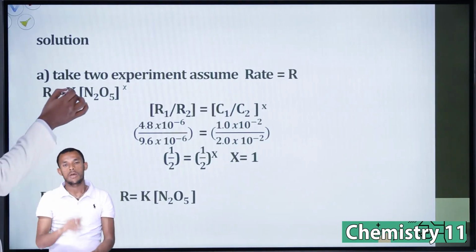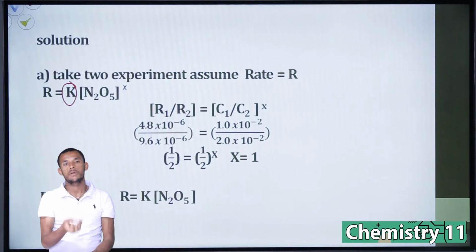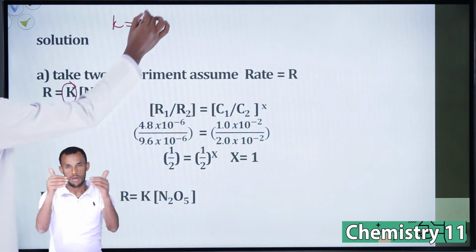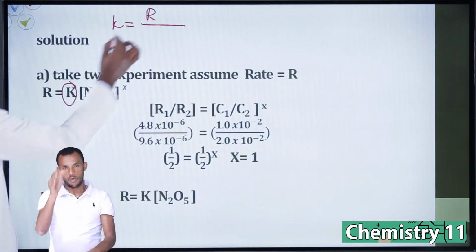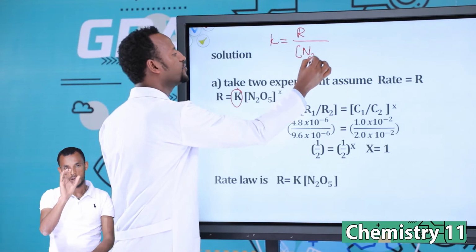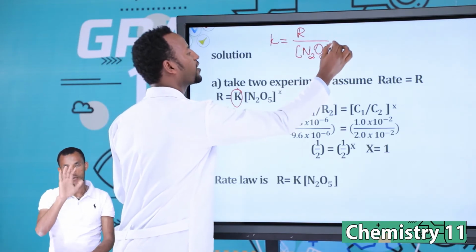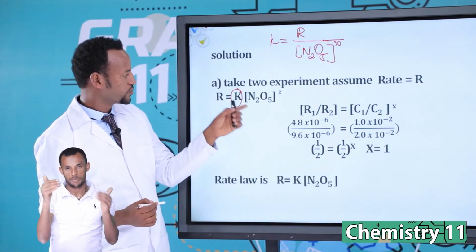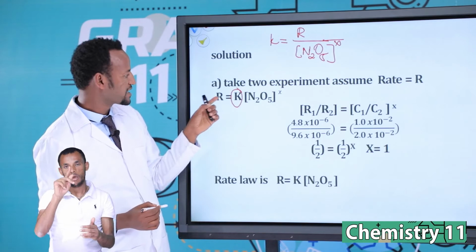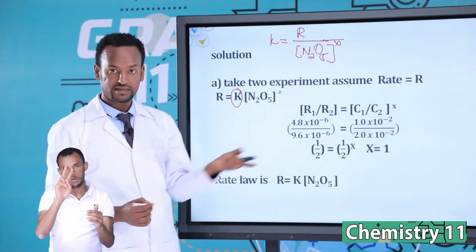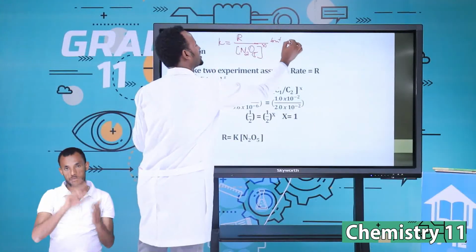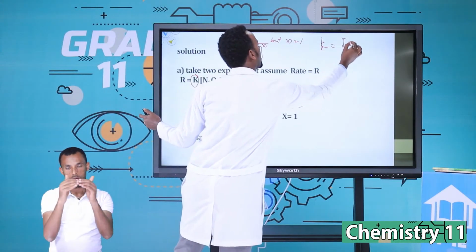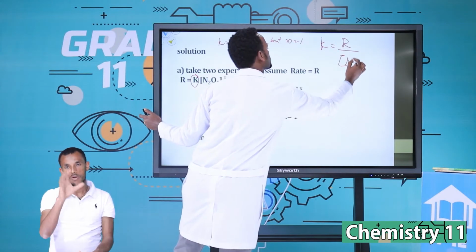Determine K. What is K? K is equal to R over the concentration of N2O5 to the power of X. R is equal to K times N2O5 to the power of X, so K is equal to R divided by N2O5 to the power of X. But already X is equal to how much? X is equal to 1. Simply, K is equal to R over the concentration of N2O5.